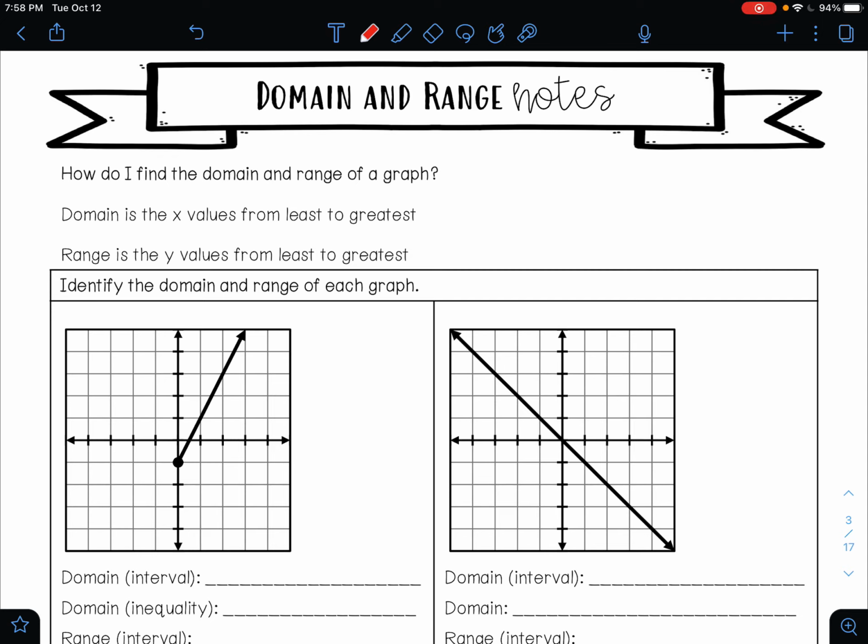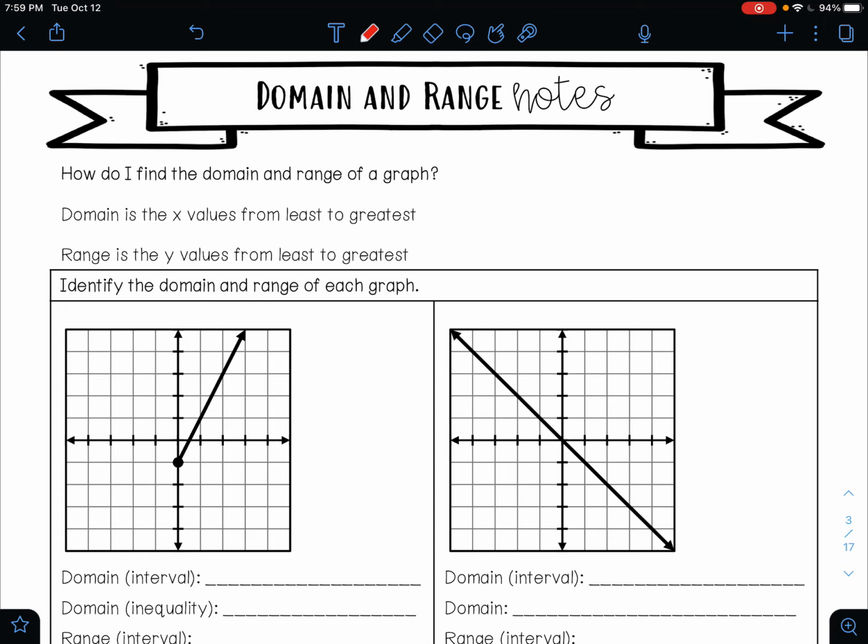In this video, we are going to learn about domain and range. We've talked about domain and range a little bit already this school year when we're looking at a discrete graph or a table of values or mapping. But when we have continuous graphs, the domain and range is a little bit different. And this is when we're going to use our interval notation.